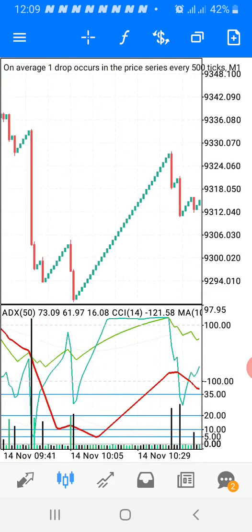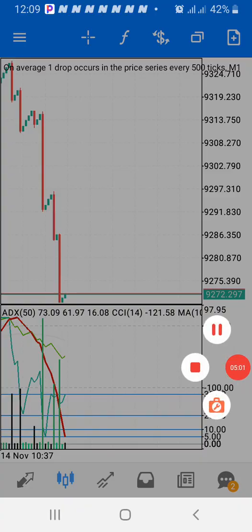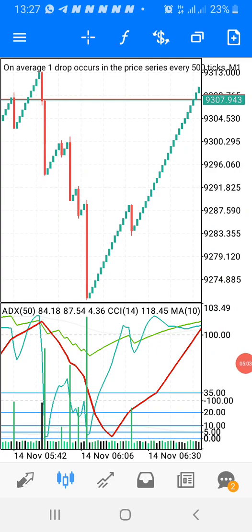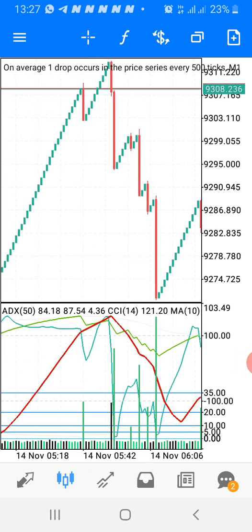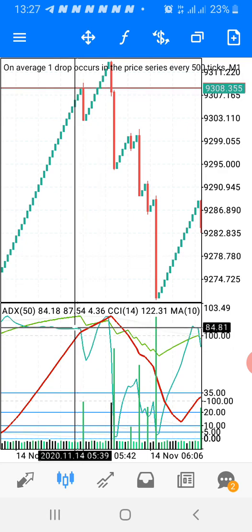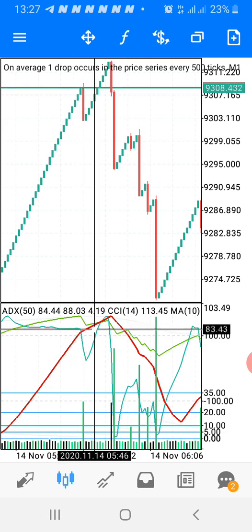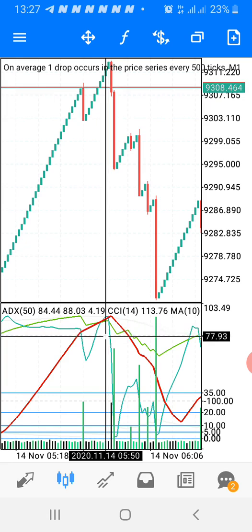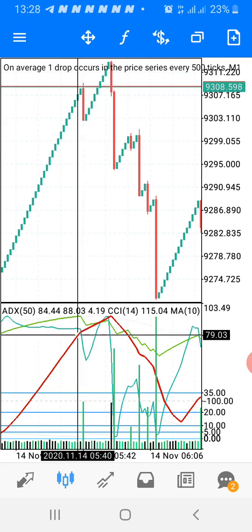So the indicators are ready. This is how this strategy works. What you need to do is watch out for this red moving average. Once this red moving average crosses above this dark green line at the overbought level, which is from this 100, consider a sell.